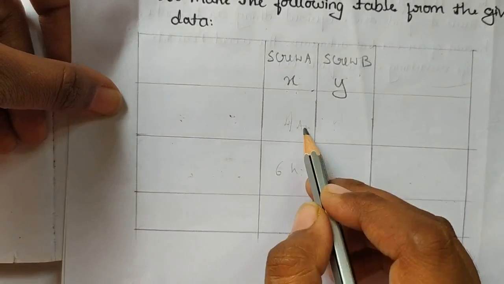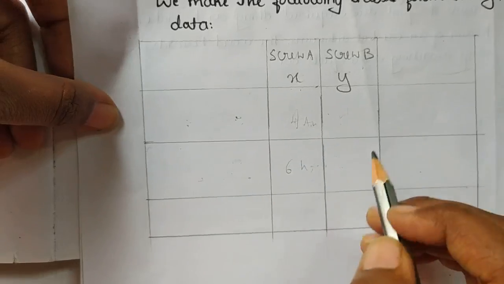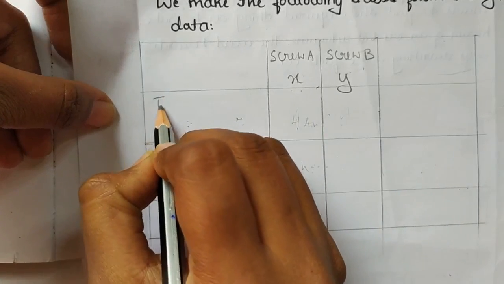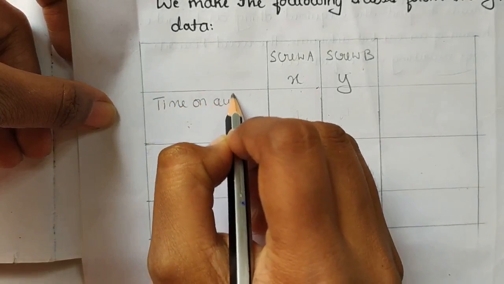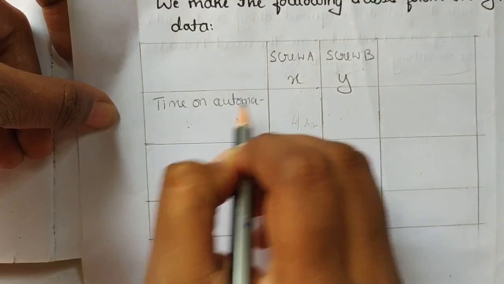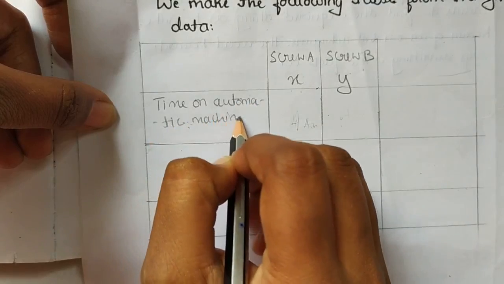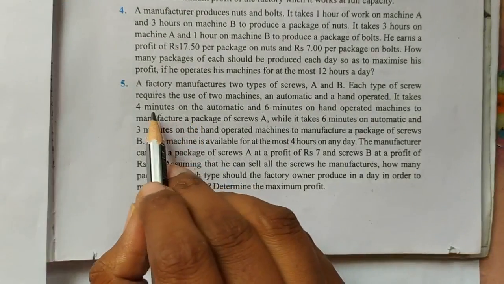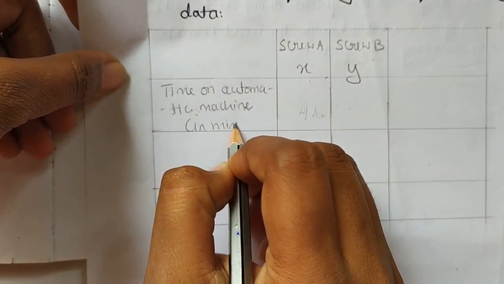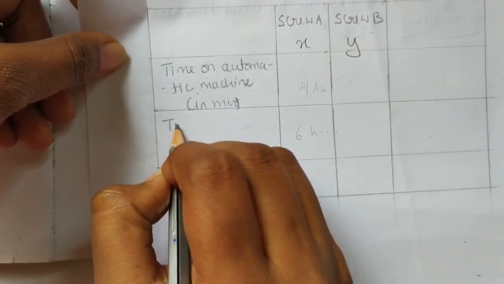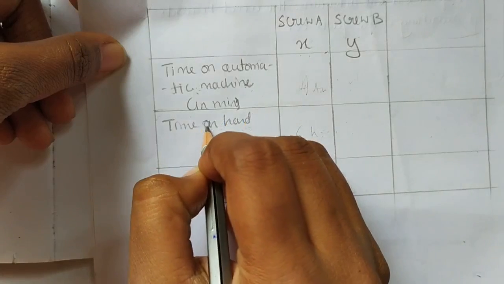So, I can write the details of the time used on different machines on this row here. I will write in the first row time on automatic machine. They have given time in terms of minutes. So, I will write its unit as minutes. Similarly, another machine, time on hand operated machine.